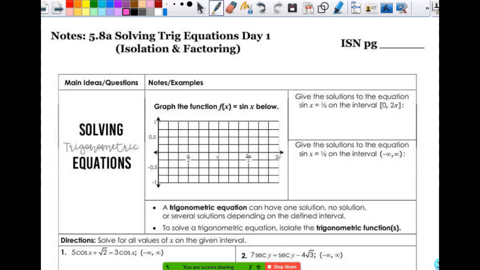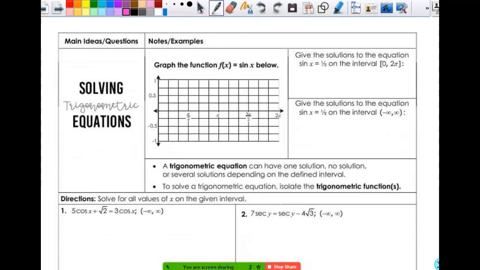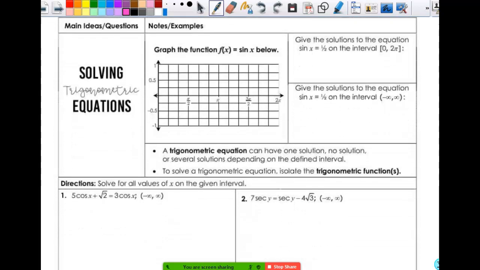All right, so today we are solving trig equations. Today it's going to be by isolation and factoring, which mainly just means straight up algebraic stuff that you've been doing for years and years. And here's what I want you to remember about that: you started learning algebra way before you ever took a class called algebra. Like you learned how to solve equations, and whatever you do to one side, you do to the other, and combine like terms and all that stuff.